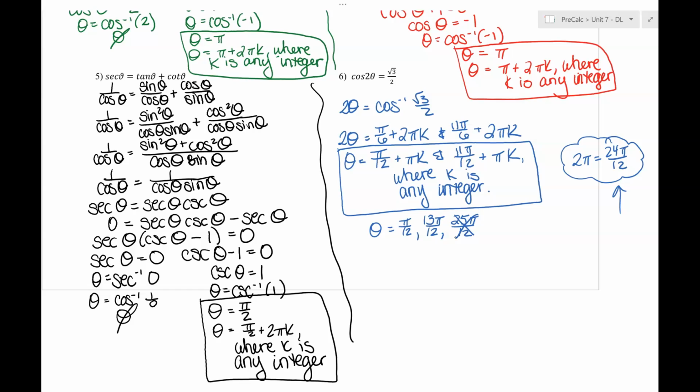so that is not included. The next one that we have is 11 pi over 12. If we add pi, that's 12 over 12, so that is 23 pi over 12. And that's one right before 24, so I'm done.